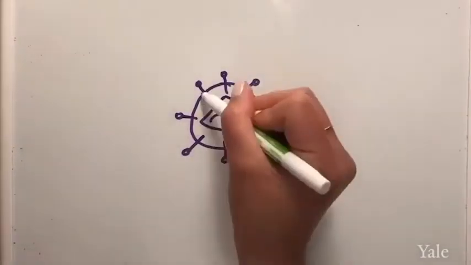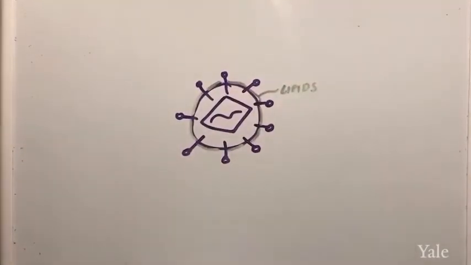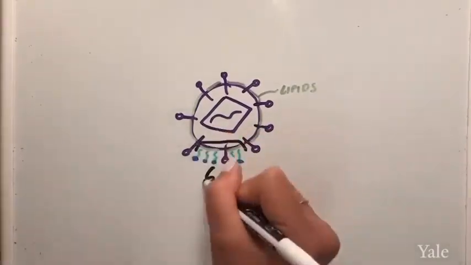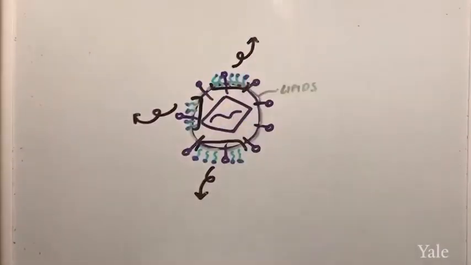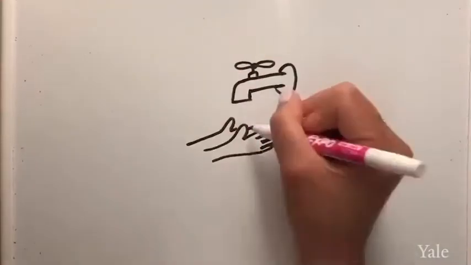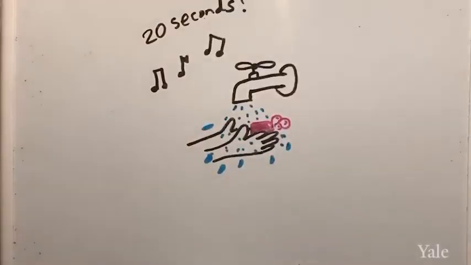Remember that viruses have an outer envelope that consists of lipids, which act like oils. Soap breaks apart the virus and gets it off your hands, but it takes 20 seconds for this to completely work.